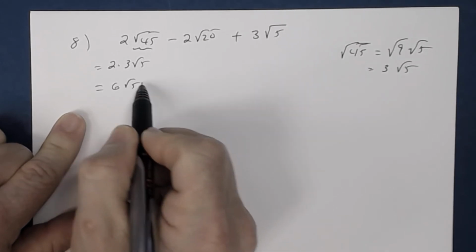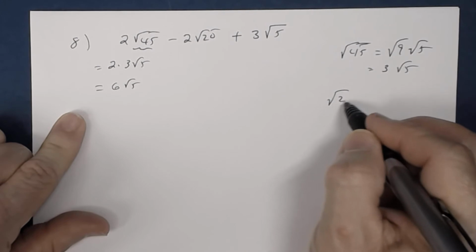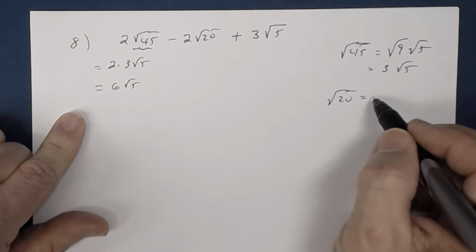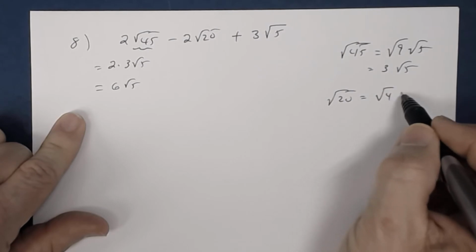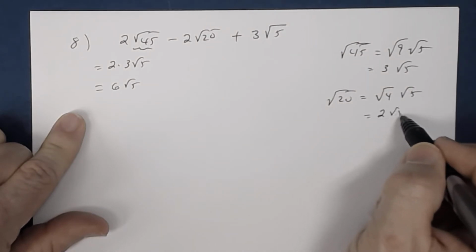That's 6 square root of 5. Y'all agree? All right, let's go to the next one. Square root of 20. What's the largest perfect square that goes into 20? Okay, 4. So it'll be the square root of 4 times square root of 5. The square root of 4 is 2, so you get 2 square root of 5.